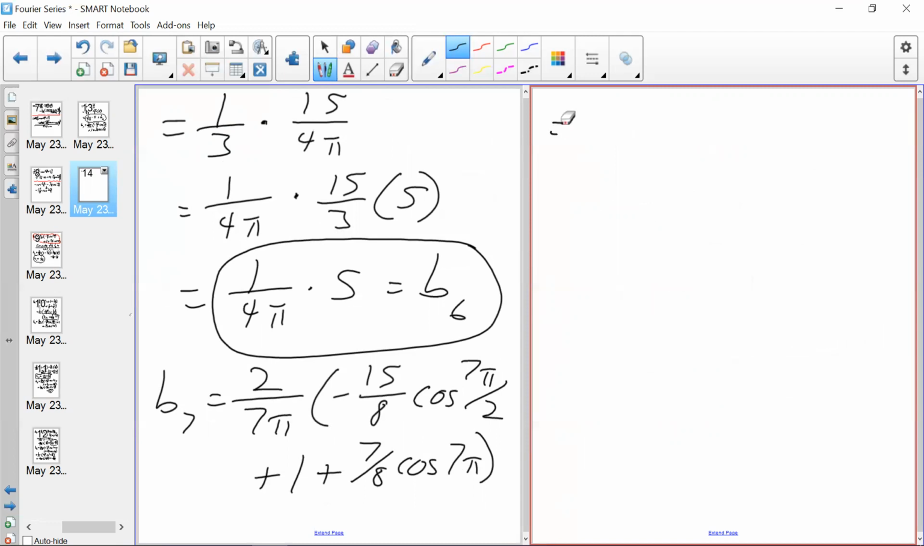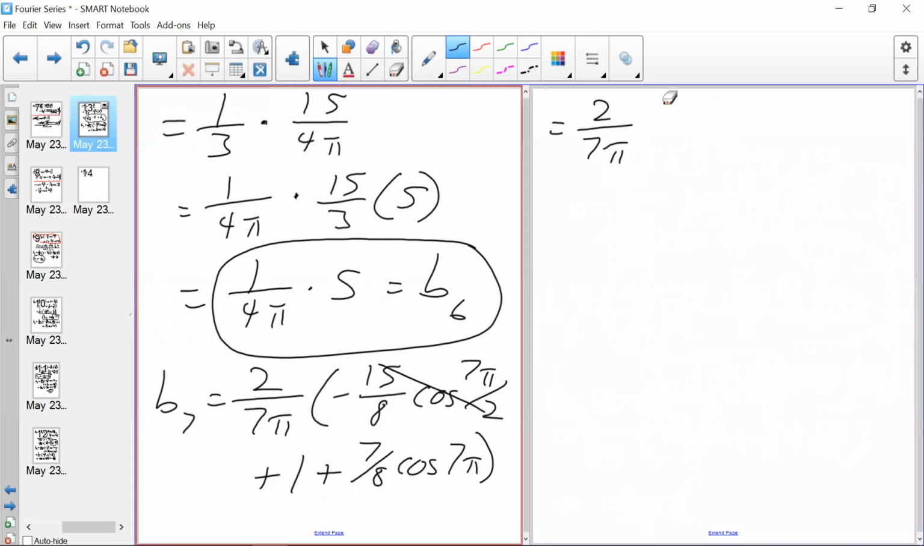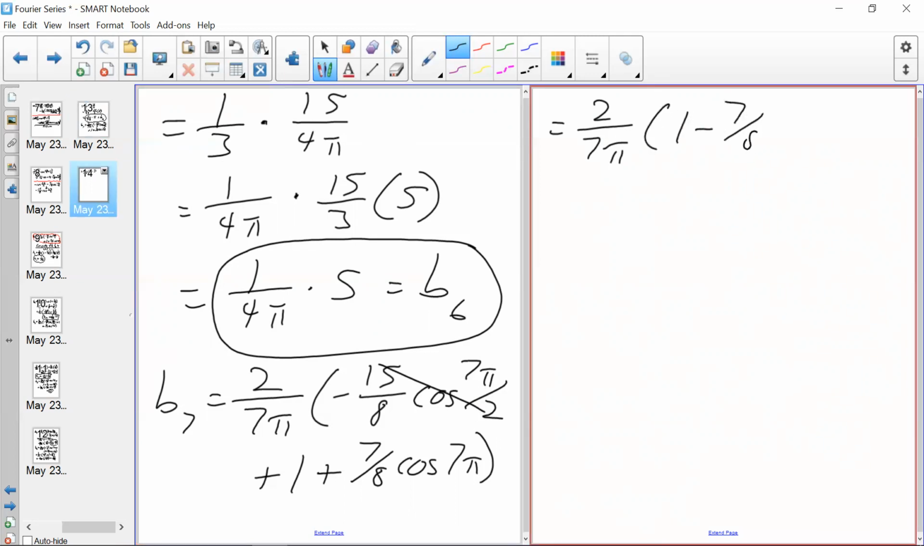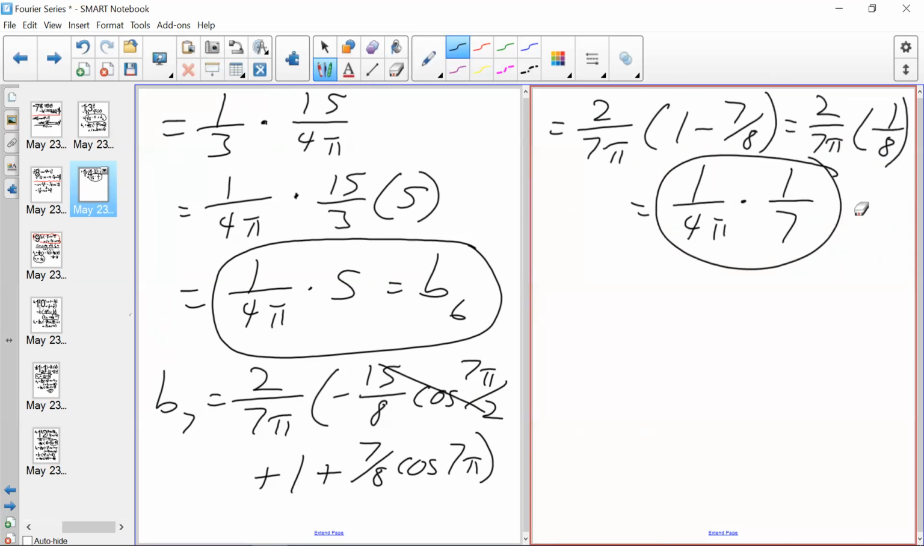And that equals 2 over 7 pi. Again, odd multiples of pi over 2 go away, and this is 1 minus 7/8. 2 over 7 pi times 1 over 8, 1 over 4 pi times 1 over 7. So 1 over 4 pi comes back. So that's B7.